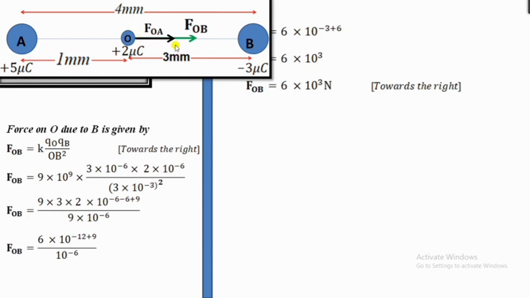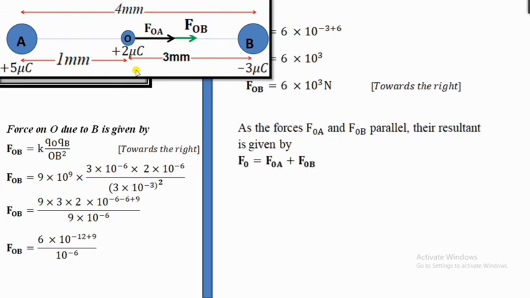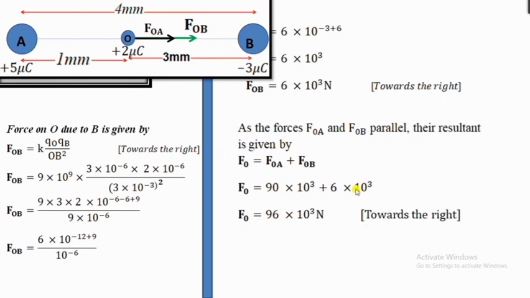So now, using the superposition theorem, the total force will be the vector sum of the two forces, and out here the two forces are in the same direction, so we can directly add without doing the triangle law. We can directly add, and when you add these two, you will get 96 into 10 to the power 3 Newton, and both are going towards the right, so the total force is towards the right. So 96 into 10 to the power 3 Newton towards the right is the force on this charge due to these two charges. In the next video we will solve more problems on the superposition theorem.